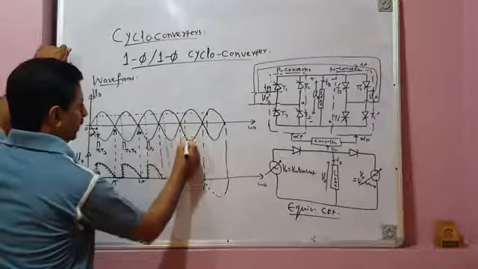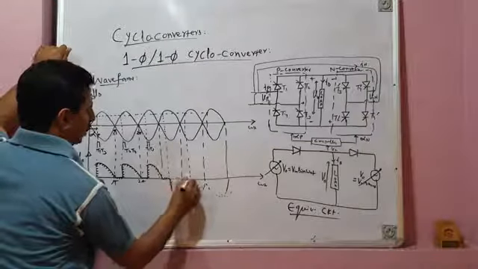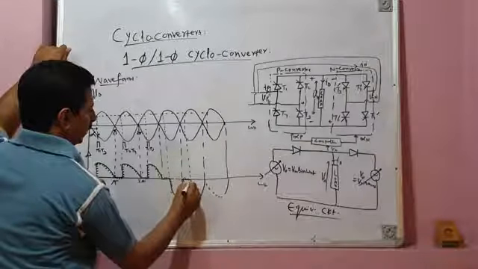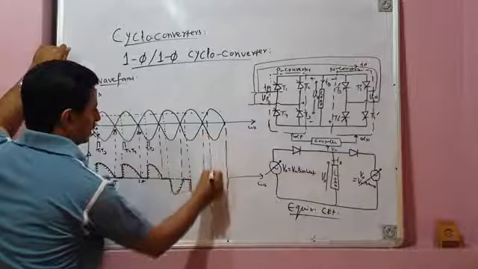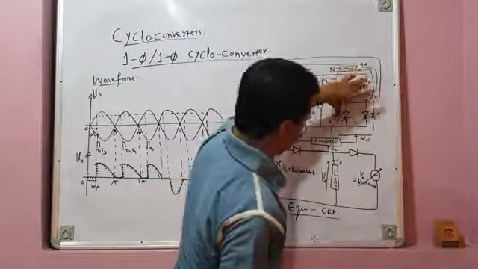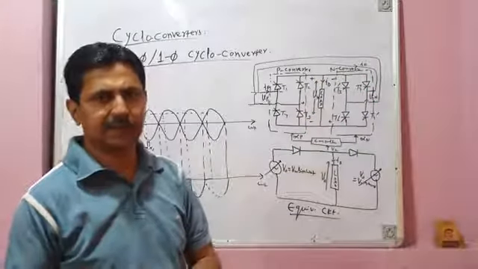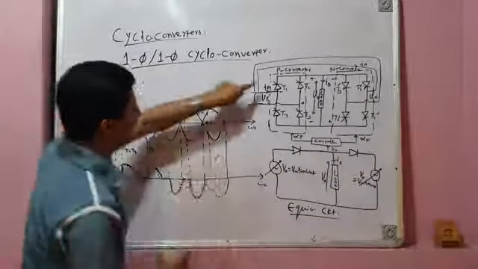And similarly, the next firing occurs here. From this point, load voltage is zero, and then negative; the remaining segment of the negative half cycle of voltage will appear across the load. And then this is the next firing instant. Here T1, T3 dash will be fired, and then T2, T4 dash. T1, T3 dash will be fired in the positive half cycles, and T2, T4 dash will be fired in the negative half cycles, just like this converter.